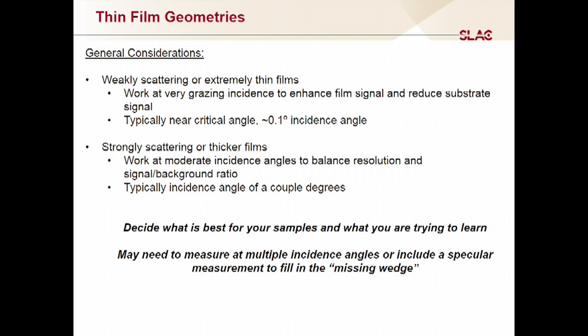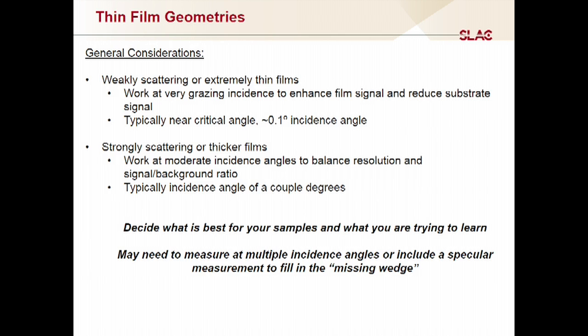So just a brief overview of then the considerations for a thin film geometry. If you have a thin film or something that is very weakly scattering, typically you should work at very grazing incidence to enhance the signal from the film and reduce the signal from the substrate. And this may be something near the critical angle, which is sort of around 0.1 degrees incidence angle. If you have a thicker film or something that scatters very strongly, it's probably better to work at moderate incidence angles of maybe a couple of degrees, because this gives you improved resolution because your footprint gets smaller, and so the projection of the footprint onto the detector gets smaller.